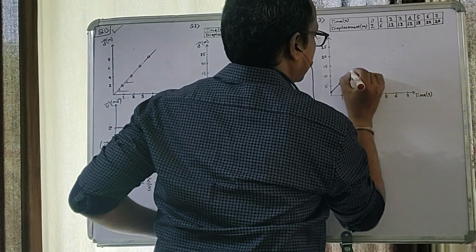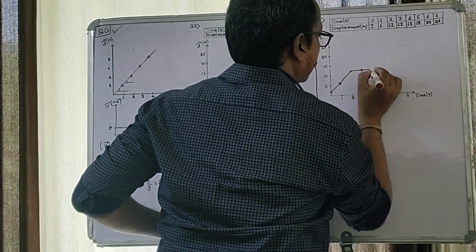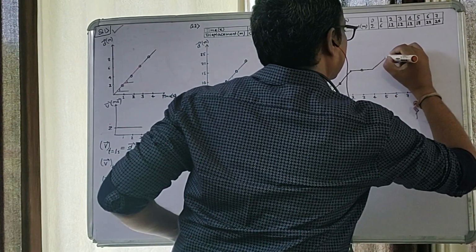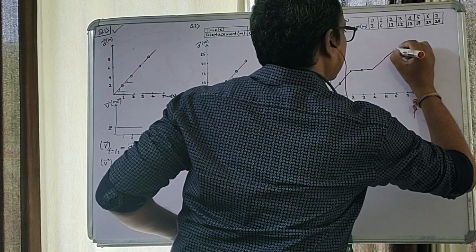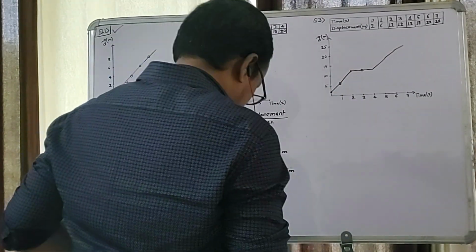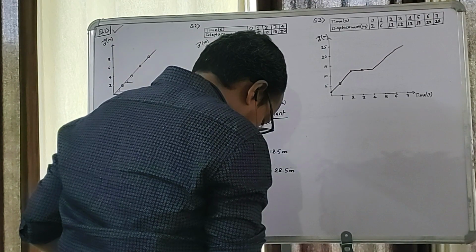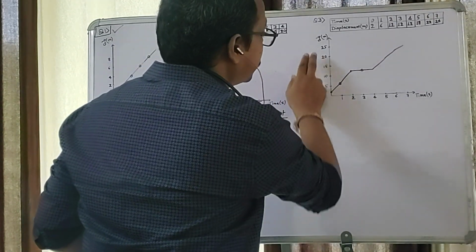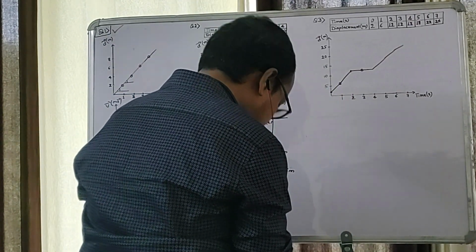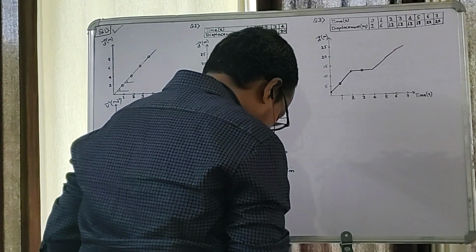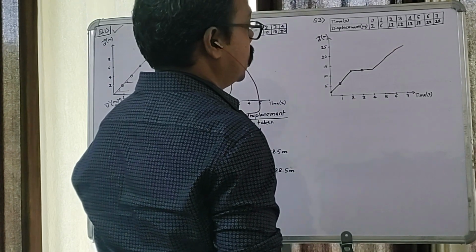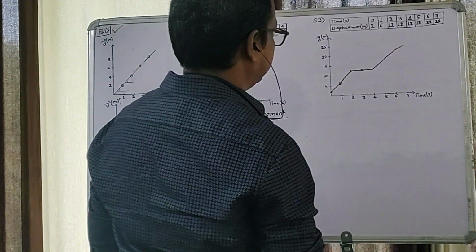So approximately this is the displacement time graph plot. Sorry, I said velocity time graph. This is the displacement time graph. It has been asked to plot the displacement time graph from this raw data and calculate the total distance traveled in the time interval 1 to 5 seconds. How much distance is traveled in 1 to 5 seconds?